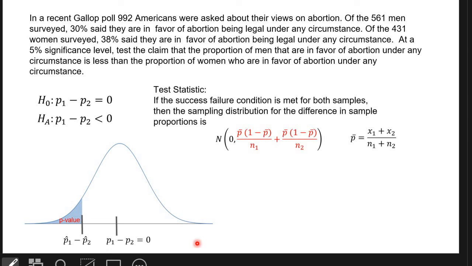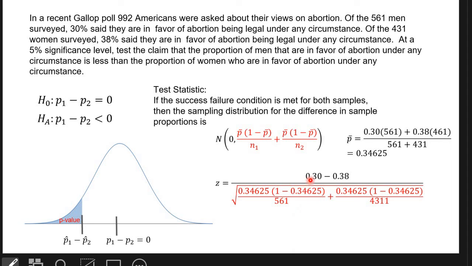So I'm going to go ahead and calculate a test statistic so that I can find that p-value as the area to the left of a z-score as opposed to an area to the left of a sample statistic. So I know that it's a normal distribution with a mean of 0, and this is the variance, and I'm using this pooled proportion. So this is how I'm going to calculate the z-score. It's going to be p hat 1 minus p hat 2 minus 0, which is what I think the center of the null distribution is, all divided by the standard error.